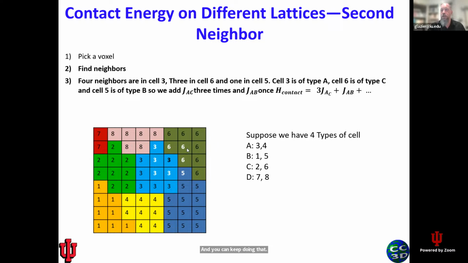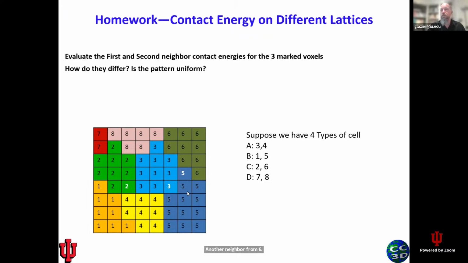Here I've gone to second neighbor, so I've got an extra neighbor for that first voxel, another neighbor from 6, and so I get another JAC, and so on. And so you can try that out by hand if you want to figure out how this works in detail. You don't have to know this, but if you have certain kinds of pathologies in these models, you can do this kind of analysis to see what's going wrong.